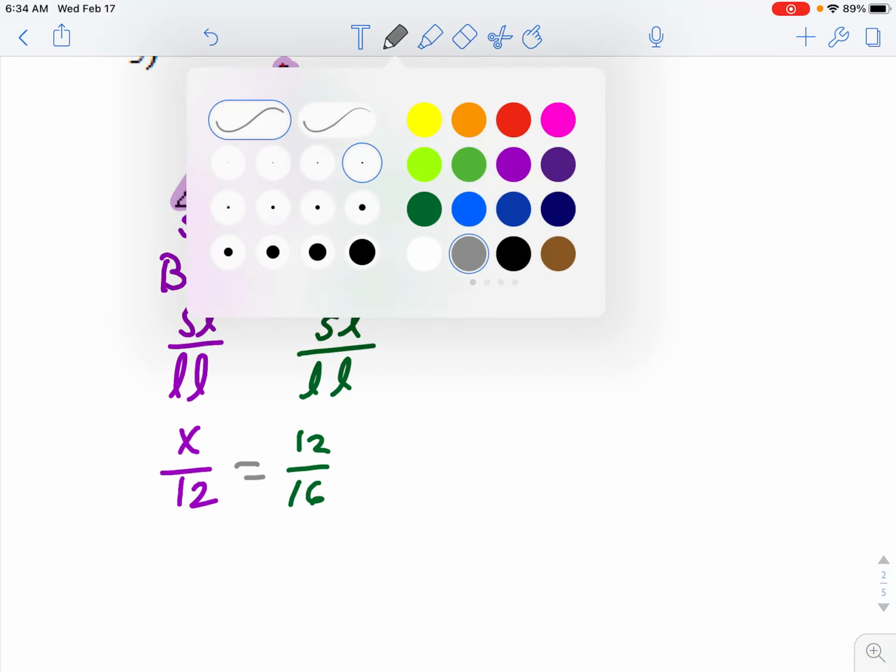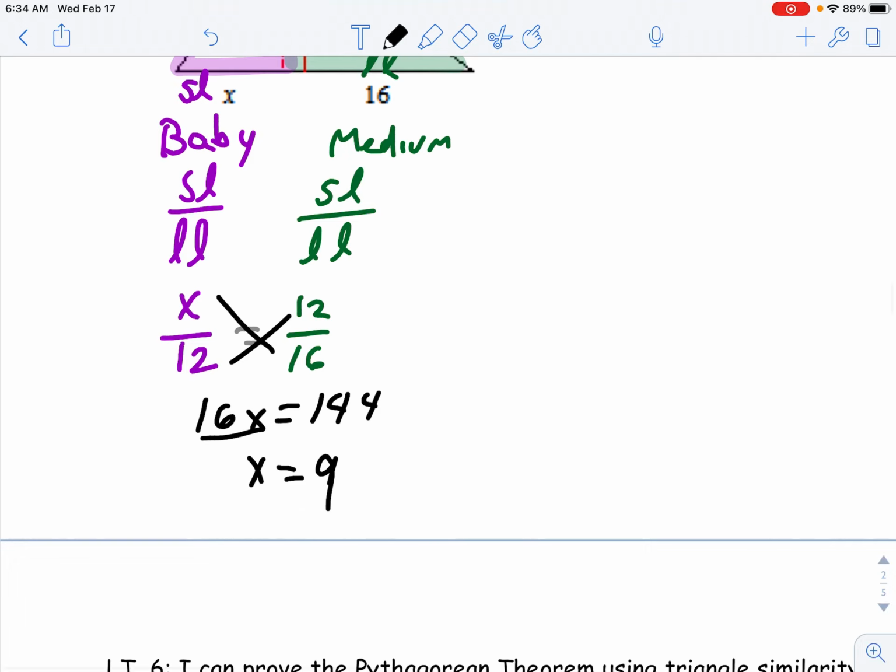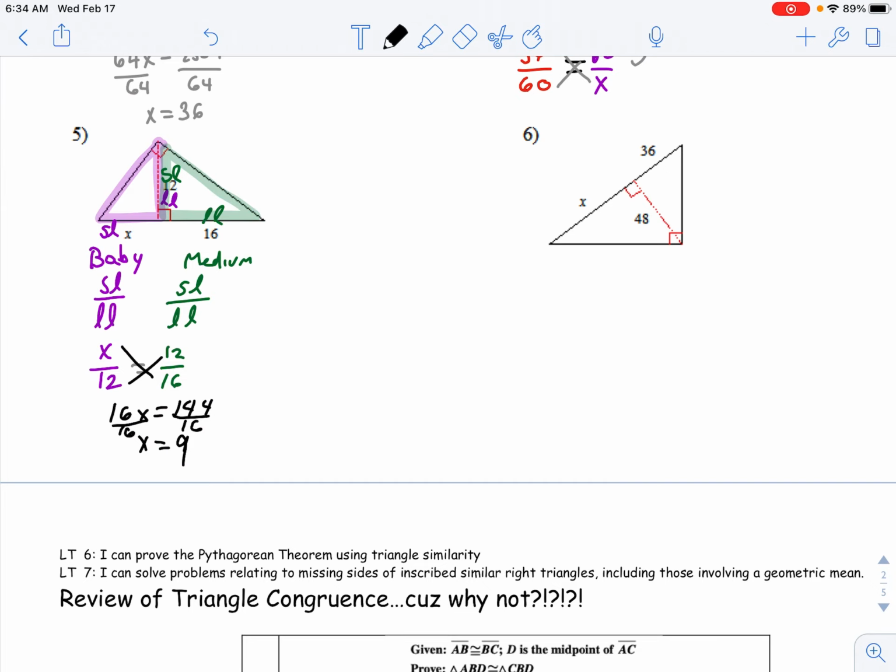Set them equal to each other. Cross multiply. We got 16x equals 144. And x equals 9 after I divided both sides by 16. I'll even write that out. All right, and then last one.